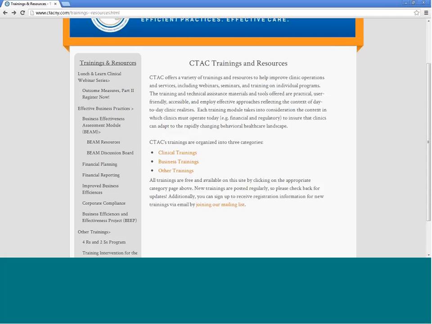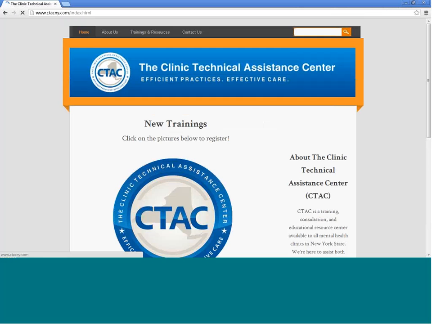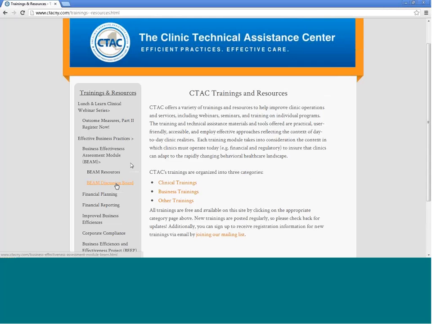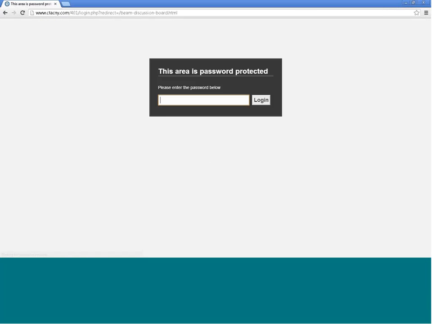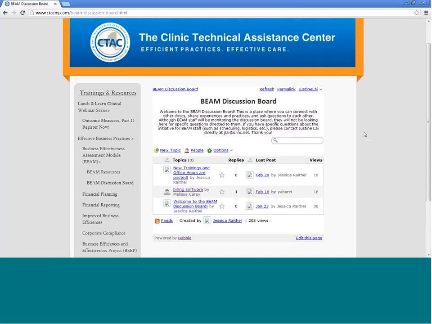Okay, great. So I'm actually going to start at our home page. If you could go to our home page, then under Training and Resources, you see the Beam discussion board here on the left. Then you enter the password, which was just reviewed on the slide, and we have the discussion board right here. Now I'm actually going to sign myself out.